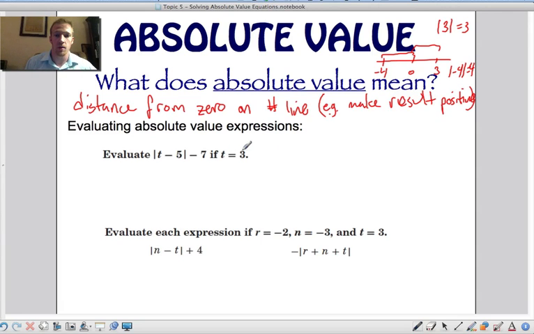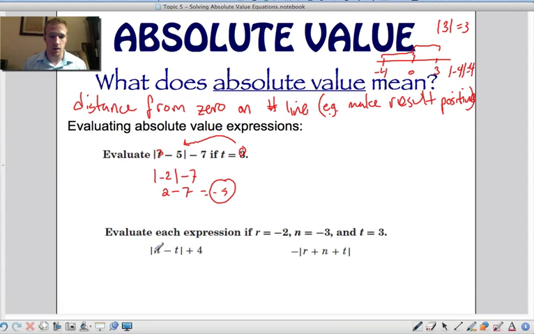So like if I plug a 3 in here, that gives me the absolute value of 3 minus 5, which is negative 2. Now, the absolute value of negative 2 is just a regular 2. And then 2 minus 7 is negative 5. So that would be the result there.